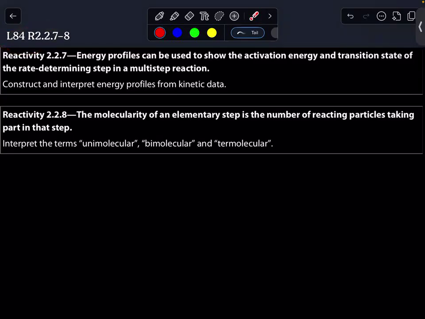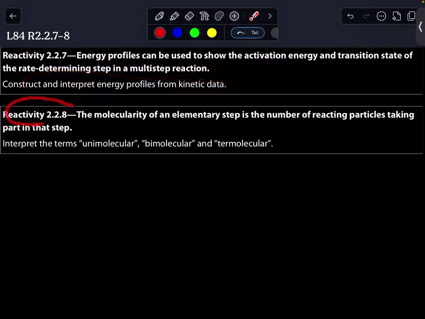Today we're going over reactivity 2.2.7 and 2.2.8. For the first section, we're going to be talking about how energy profiles can be used to show the activation energy and transition state of rate determining step and multi-step reactions. We'll be able to construct and interpret energy profiles from kinetic data.